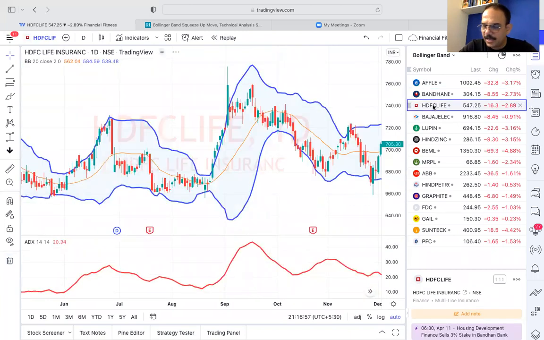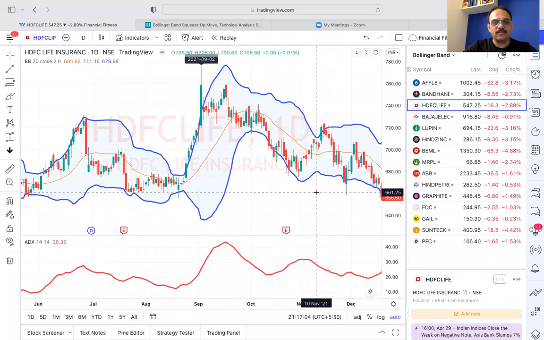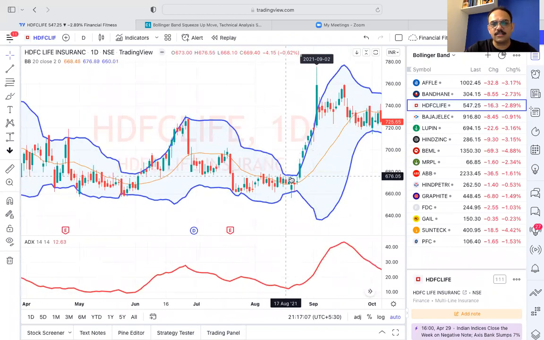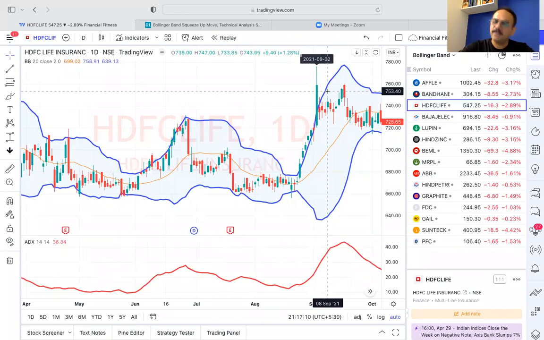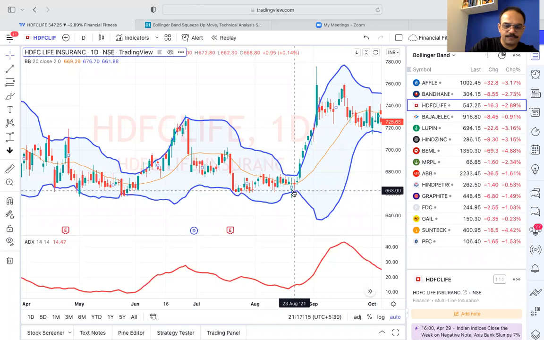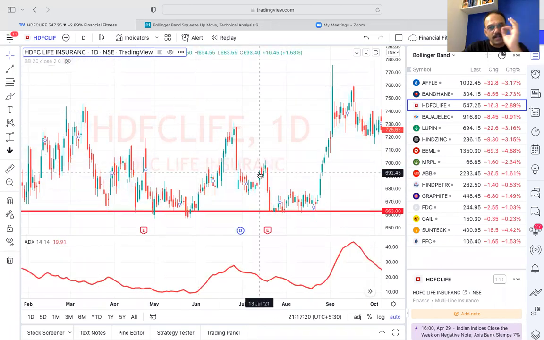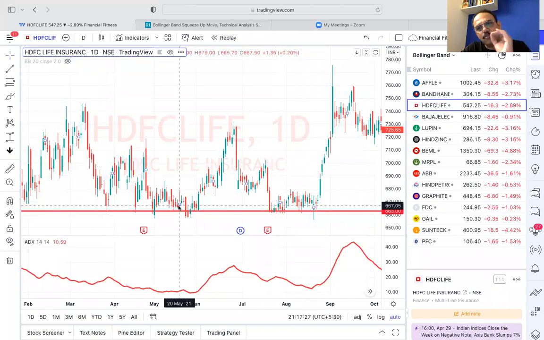Third is HDFC Life. Let's take it. So this is a squeeze which happened, and then it shot up. Again, if you draw the line here, we have a support level. So the third step is very important. Don't miss that third step, which is sideways movement at the support level, because it will take support and then shoot. People miss this third part.